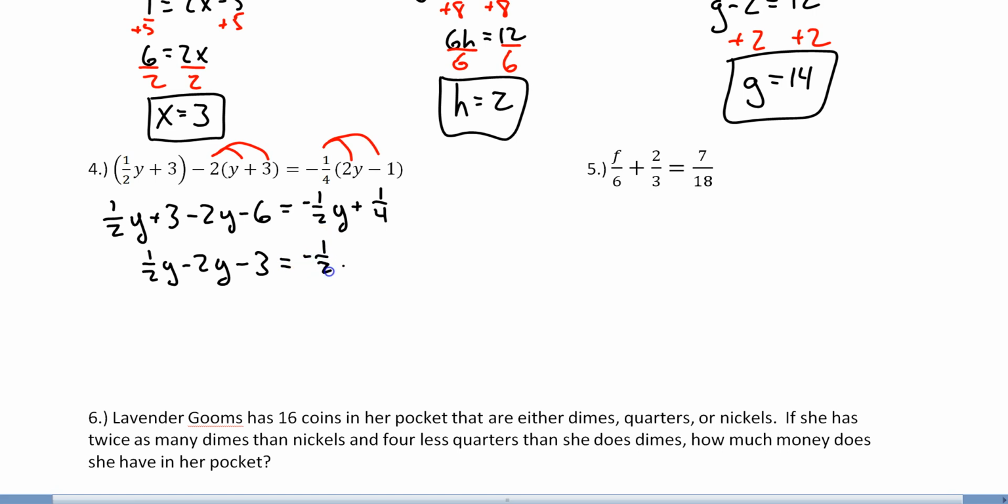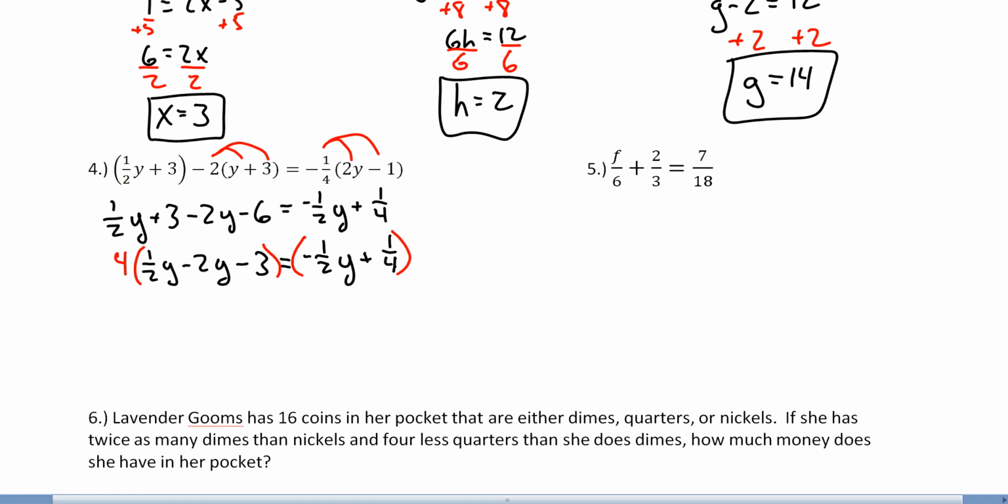And then I'm going to look at this and say, man, this sure would be a lot easier if there weren't any fractions here. And remember, the trick that we have with fractions, we can eliminate all of them by multiplying through by the common denominator. So the common denominator between all the fractions listed is a 4. So I'm just going to multiply each side by 4. And yeah, that involves my distributive property.